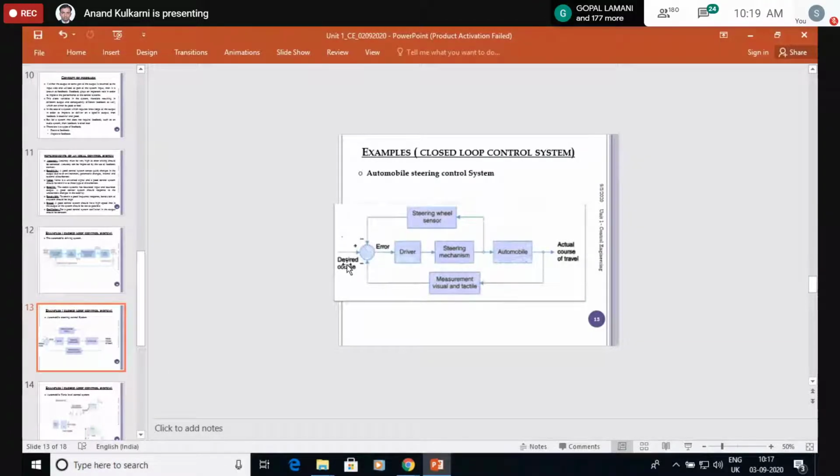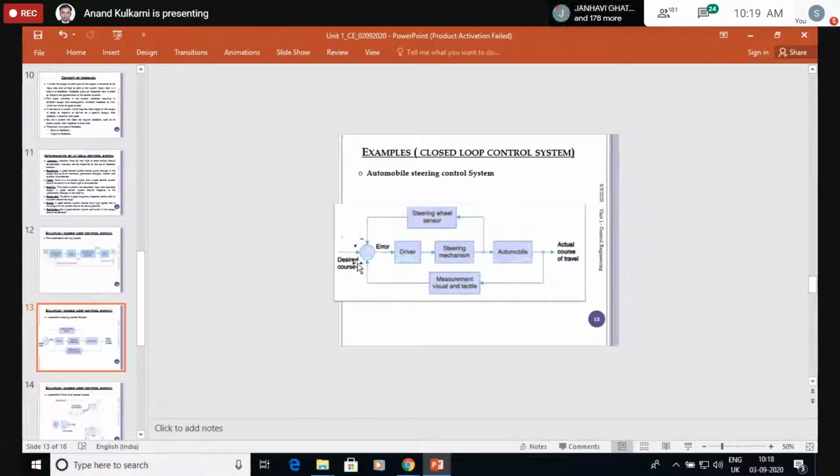Initially, I will take the example of, say, an automobile. Suppose you are talking about the steering of the automobile. Here, initially, depending on the steering angle required, the driver steers the vehicle. Then, initially, the vehicle position is straight. It is not taking a turn. At that time, the difference between the input signal and the measured value is very high.